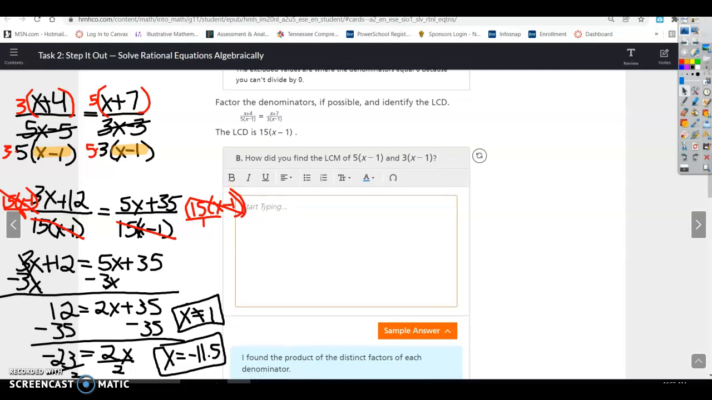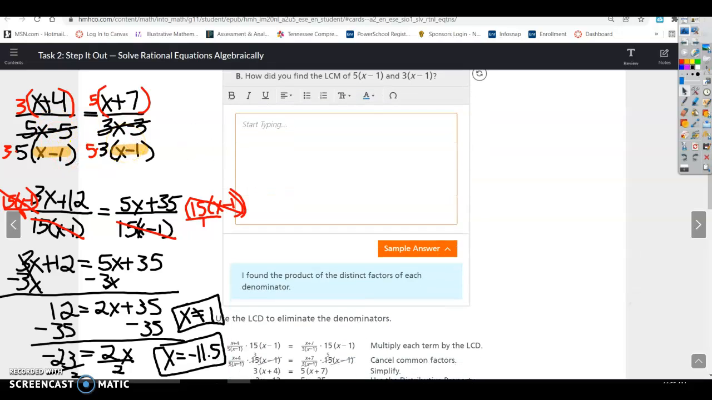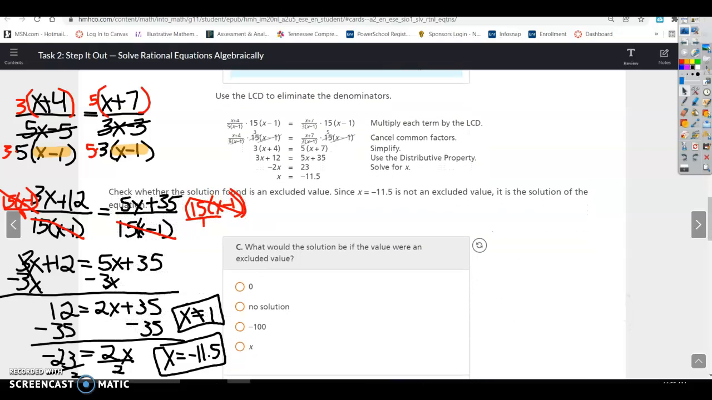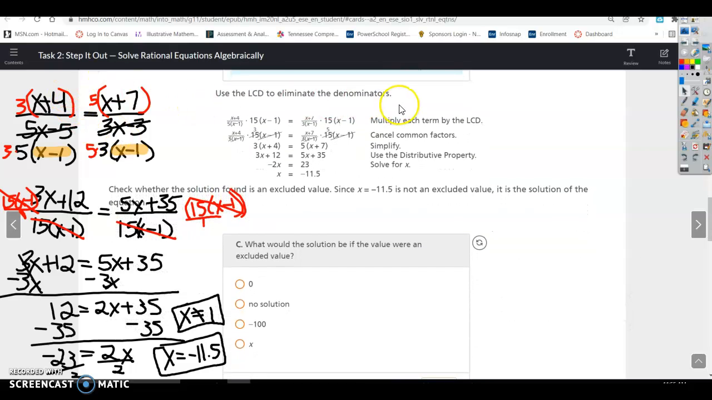All right, it says factor the denominators if possible. Find your least common denominator. So 15 times x minus 1 is what we found. How did you find the least common denominator? Well, we factored first and then seen what they had in common. All right, use the least common denominator to eliminate the denominators. So I multiplied both sides by the denominator and solved. And you can go through the math here and see they also got x equals negative 11.5 when they solved.